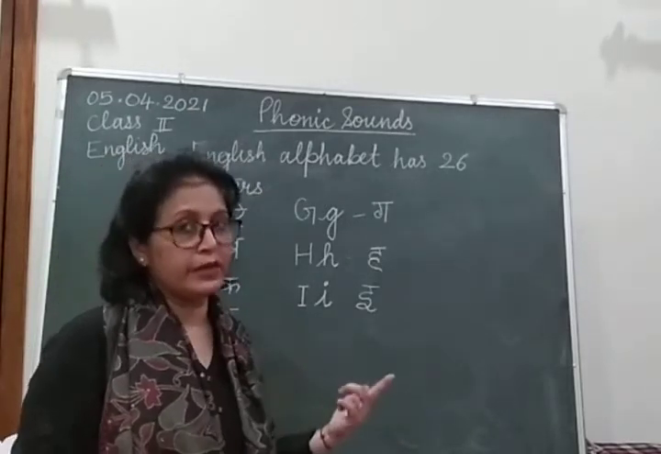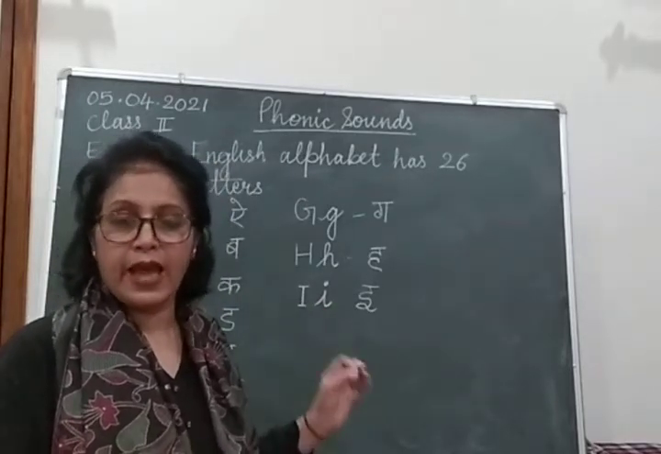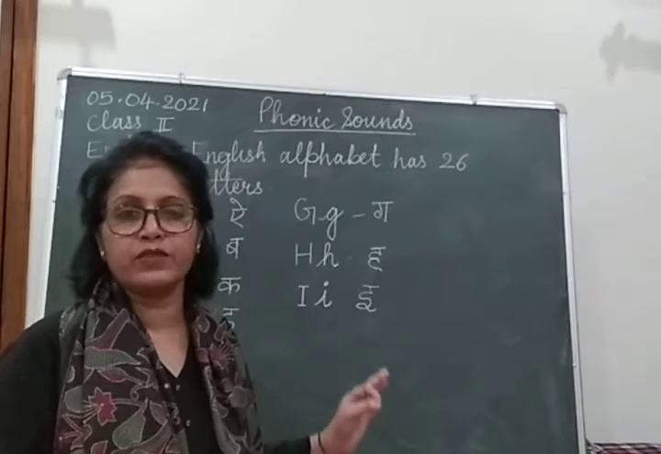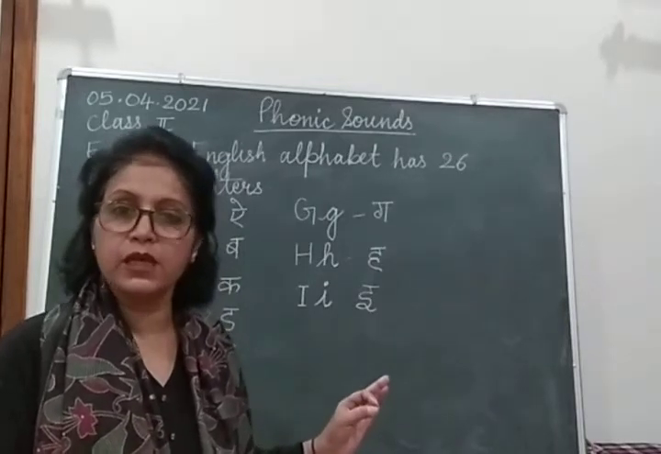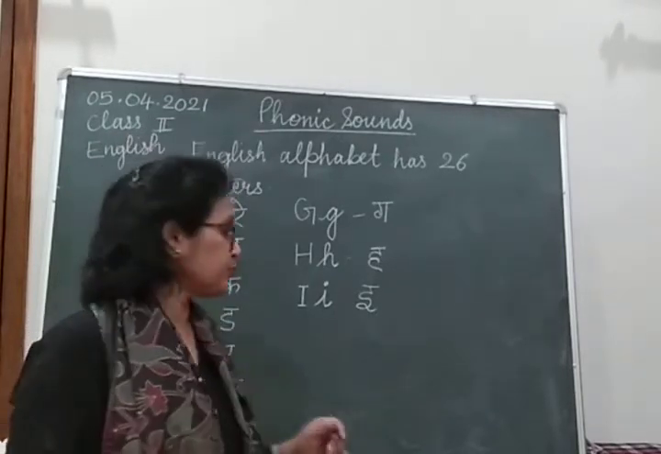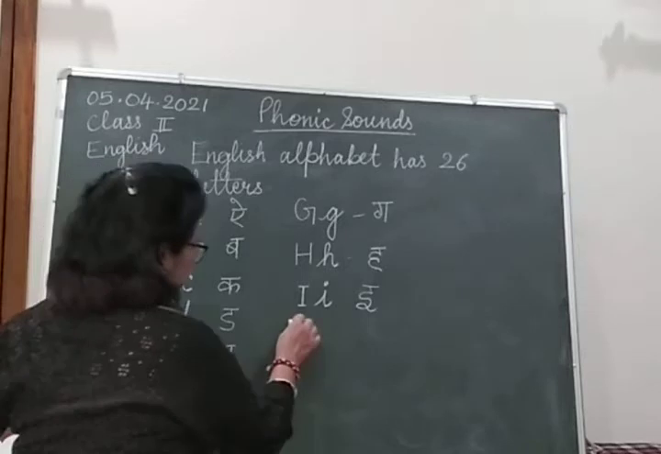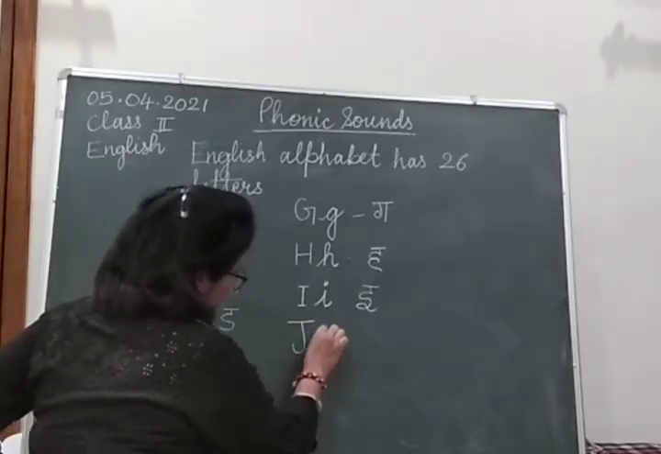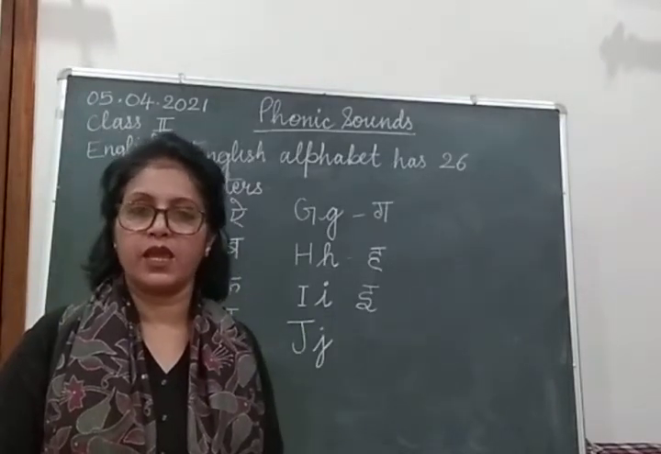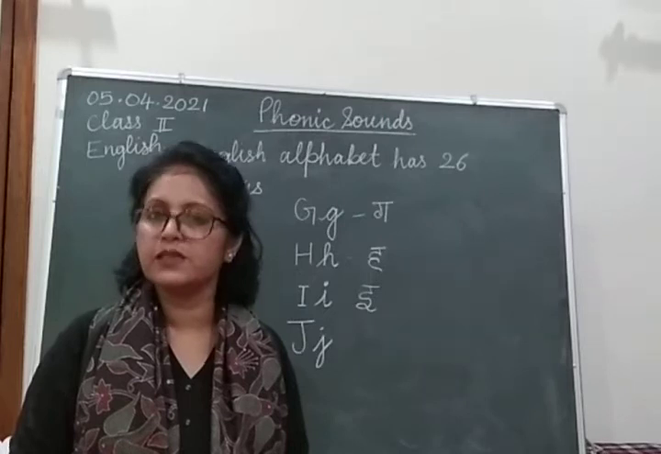We call this letter I, but the letter I has the sound of E. The sound of letter I is E. Igloo. Ink pot. Okay. Next, J. Yes. Next letter is J. We write it like this. This is called J. The sound of this letter is J.